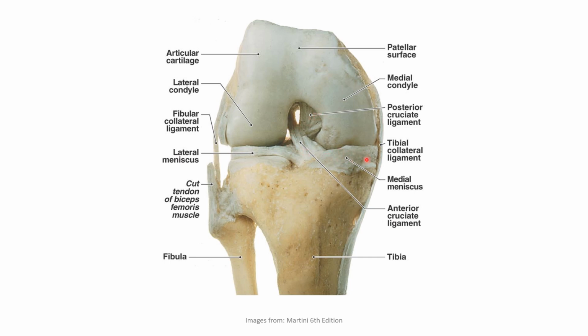This is medial meniscus because we're on the medial side. Here's lateral meniscus. We can see we're on the lateral side because this has the fibula.